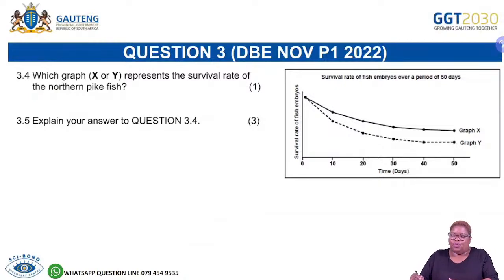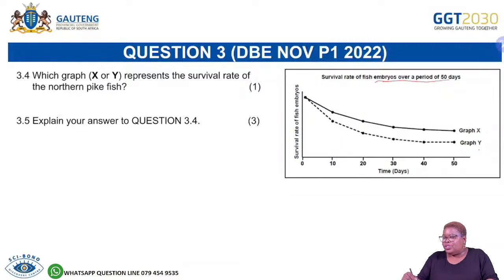Right, these are the 2 graphs, graph X and Y. You need to read the caption. From the caption, you can get your variables there, right? So you quickly study what is given there. Which graph, X or Y, represents the survival rate of the northern pike fish for 1 mark?